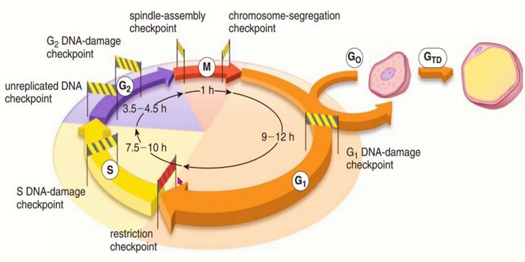There is another checkpoint present between G1 and S phase, the restriction checkpoint. This restriction checkpoint acts as the point of no return. It checks for adequate cell size, nutrition, growth factors, and absence of DNA damage before DNA synthesis.